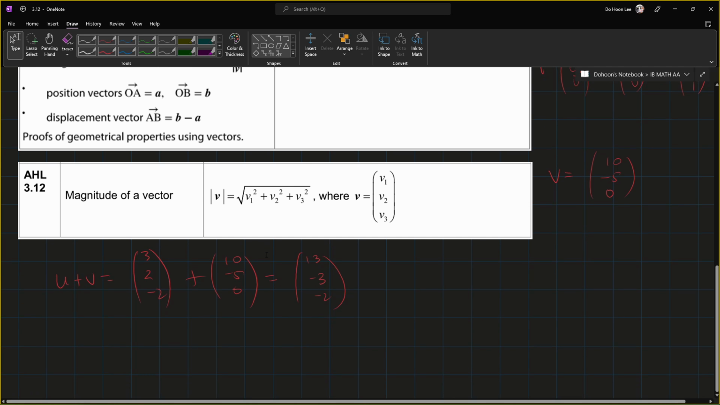If you want, we can look at it using the addition methods. Let's say 3, 2, and -2 was 3i plus 2j minus 2k. And then the next one is 10i minus 5j plus 0k. And then we can simply collect like terms. 3i plus 10i was 13i. And then 2j minus 5j was minus 3j. And lastly, minus 2k.